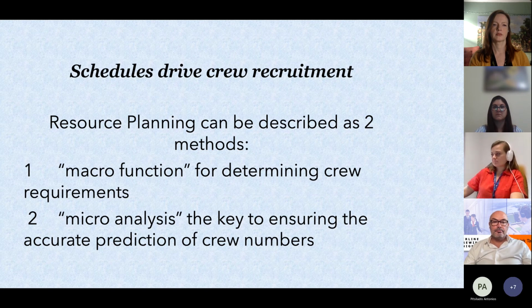Consider the daily demand. Are there more things to be done on a given day than there are crew? For example, we've got 6 captains and there's 7 things to be done. How can we manage it? How do we prevent it?